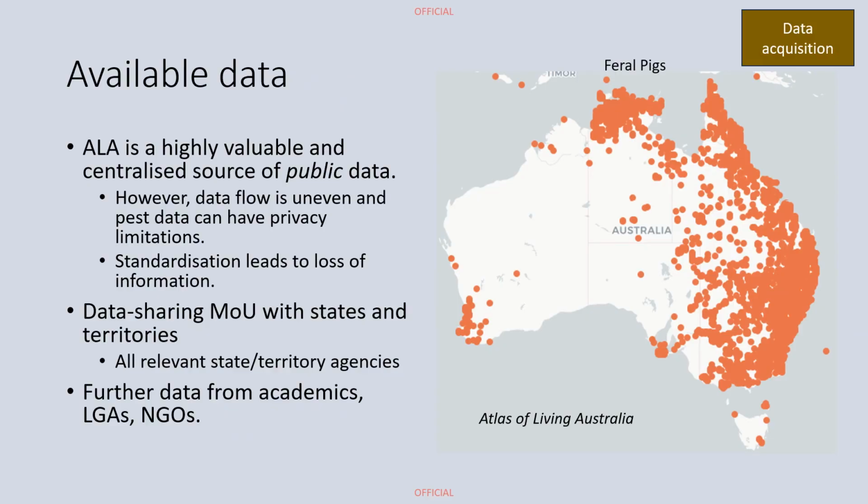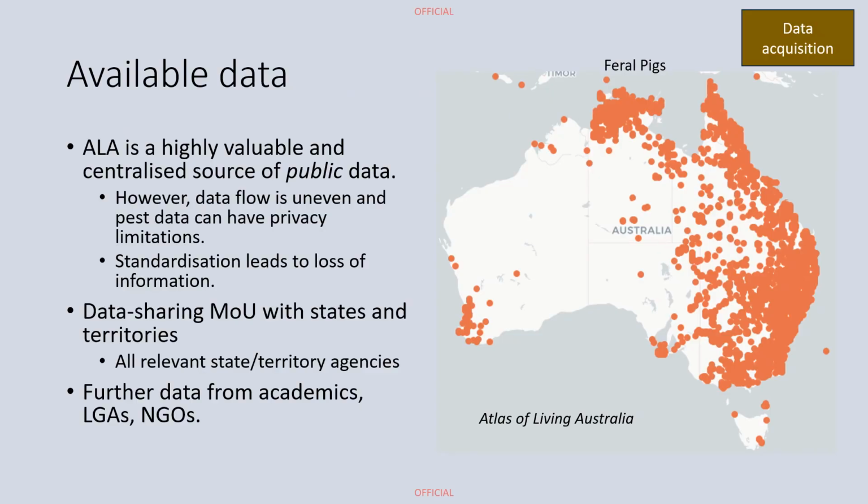Atlases also lead to some degradation of the data. You lose those absence records and the methodological information that goes with it, which can be really valuable when you want to build informative models. So we went to stakeholders across all the states and territories, both the environment and agriculture departments, and built a memorandum of understanding for sharing data with us, with the view to build these models.